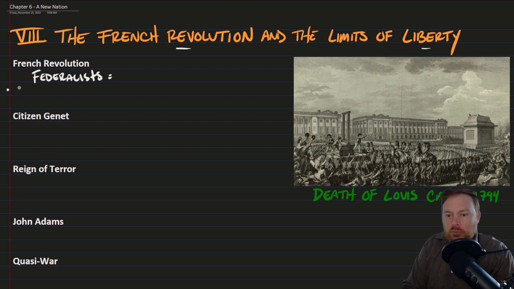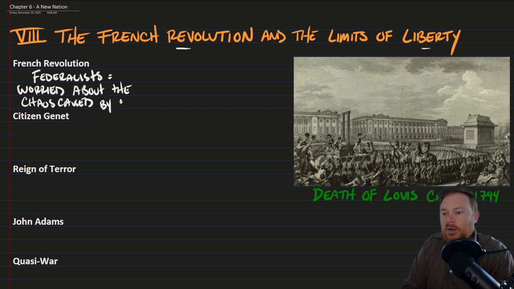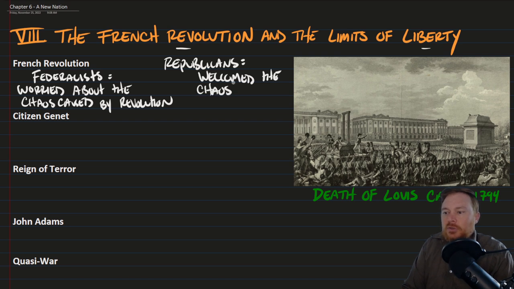So about the Federalists, we might say worried about the chaos caused by the revolution. Whereas the Republicans, not only did the Republicans favor the French in terms of the actual war, but the Republicans more or less welcomed the chaos. They saw it as a good thing, kind of hearkening back to the way that Thomas Jefferson saw Shays' Rebellion as maybe not such a bad thing. Maybe it's a good thing every once in a while for the people to rise up and depose of what they believe are tyrannical forces.